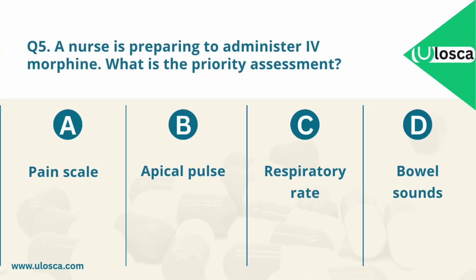Question 5. A nurse is preparing to administer morphine. What is the priority assessment? A. Pain scale. B. Apical pulse. C. Respiratory rate. D. Bowel sounds. Which one is the correct answer?